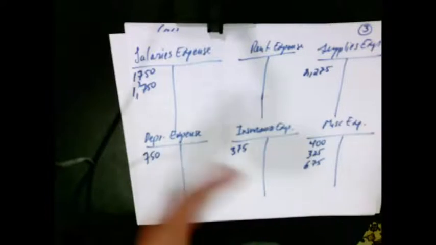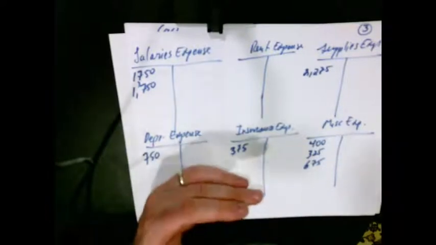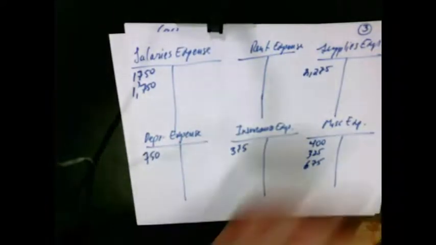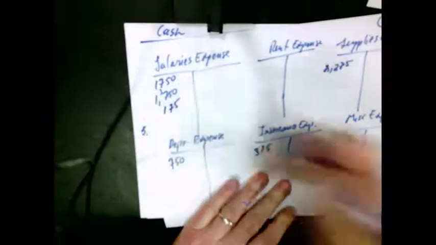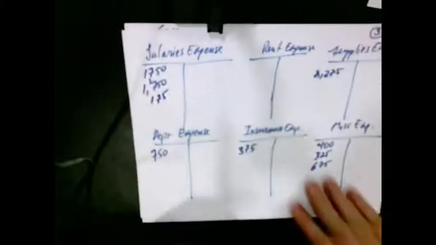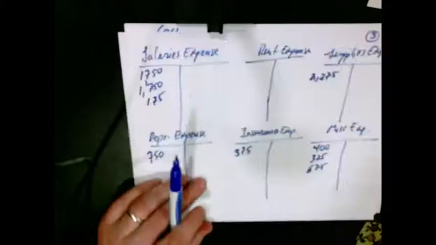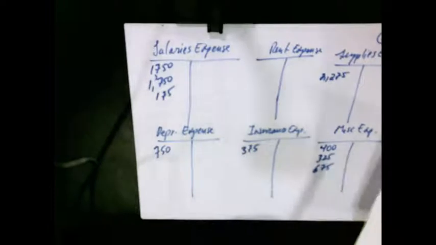And it says accrued receptionist salaries was $175. So again, it's a salary expense debit. And credit should go to the accrued salaries payable. We have a salaries payable account.